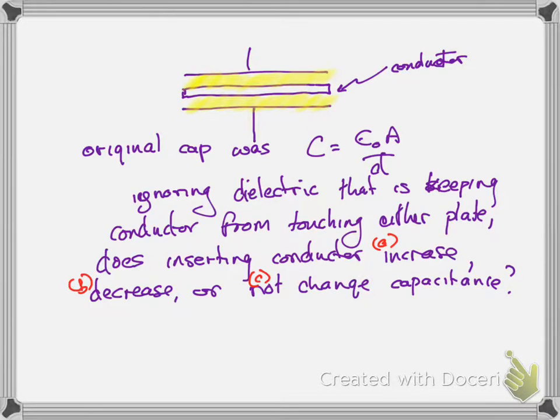Okay, so I've annotated a little bit. Ignoring the fact that I have some dielectric that's keeping the conductor from touching the plate, or let's say the dielectric has a permittivity of 1, so it doesn't change epsilon 0. Does inserting the conductor between the plates without it touching the plates increase, decrease, or not change the capacitance? Think about this for a second, and my answer is coming now.